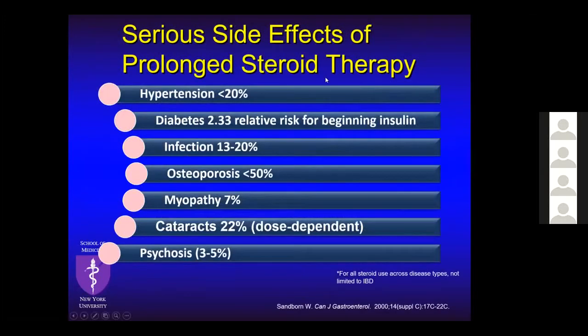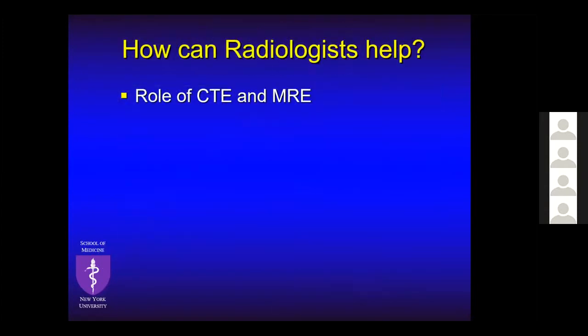And so this is what is wrong with steroids. Hypertension, the diabetes risk increases. You get increased risk of infection, osteoporosis, myopathy, and cataracts, as well as rarely psychosis. So generally, most people are starting to move away from long-term steroid treatment because of all of this and because of improved therapy. So knowing this, how can we help and how can we start giving more information?